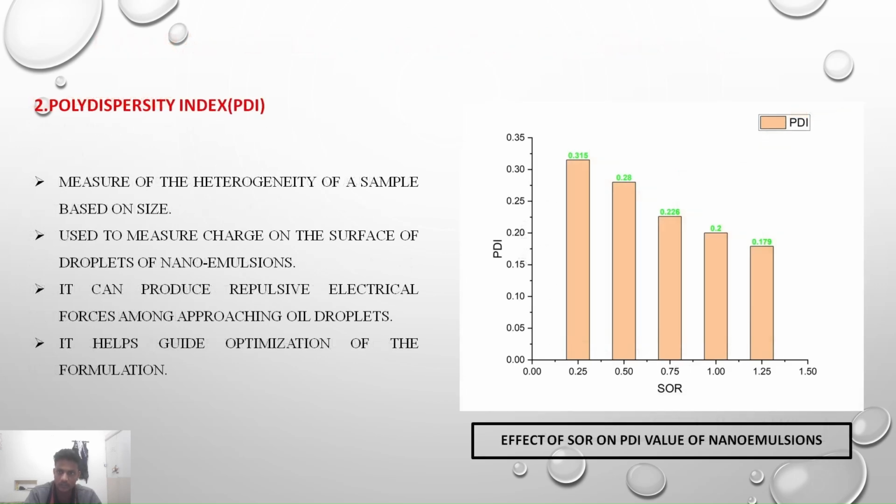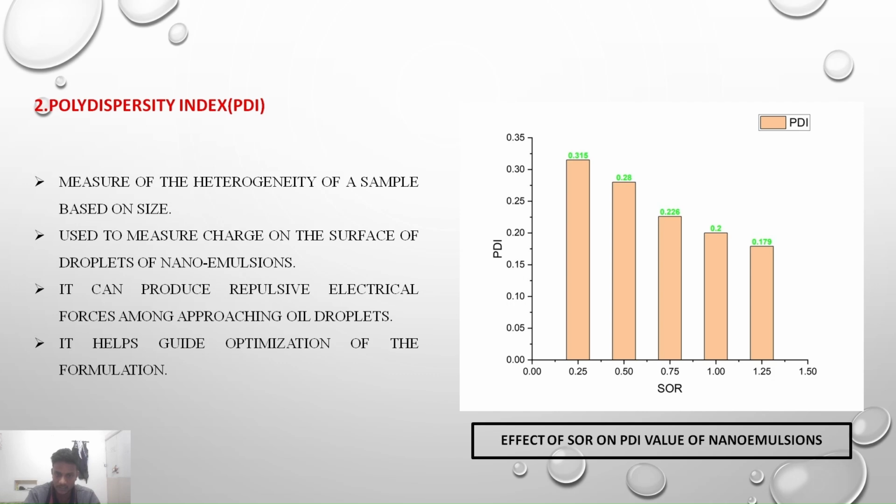Then we characterized the polydispersity index, which measures the heterogeneity of a sample based on size. What does the polydispersity index mean? We can say it tells how similar the molecules in a sample are in size, so it measures the heterogeneity of the sample. The lesser the heterogeneity, the more homogeneous the sample is. It helps guide optimizing the formulation.